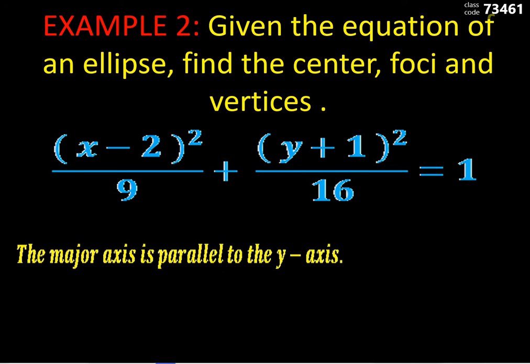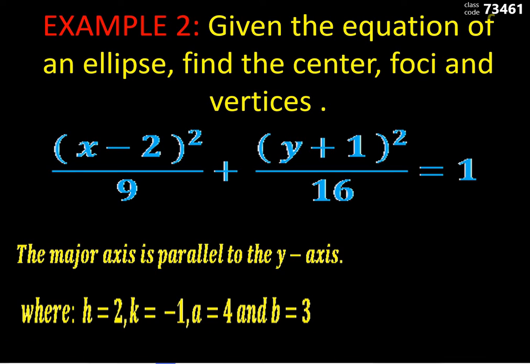So, the major axis is parallel to the y-axis because the first term is x. Okay? So, let's have the values where h is 2 and k is -1. That's the (h, k). And then a is 4, so that is the square root of 16. We need to take the positive. And b is the square root of 9. We need to take the positive, so we have positive 3. Okay?